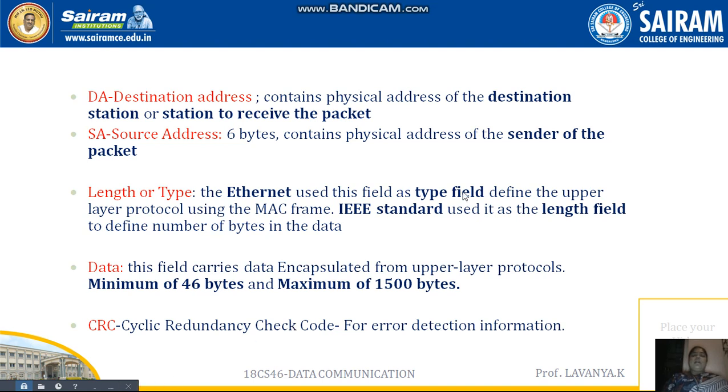The length or type: the length of the information is going to be held by our length field. Ethernet usually uses this field as the type field. This type field defines the upper layer protocol using our MAC frame. The upper layer protocol contains our MAC frame as well as the IEEE standards, and everything is used in the form of the length field to define the number of bytes of the data. So this is our length or type.